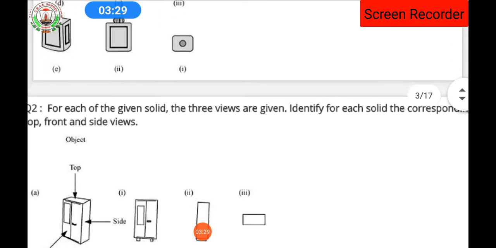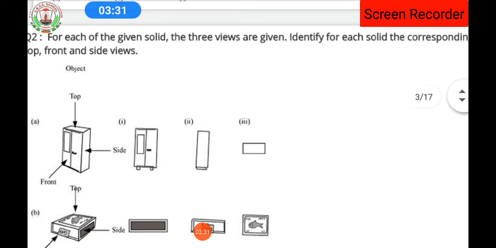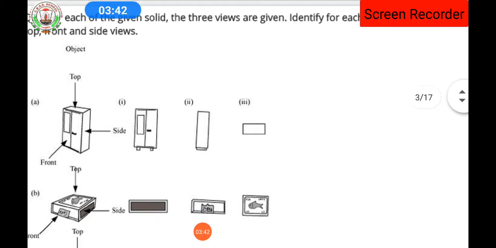Now moving toward question number 2. For each of the given solids, three views are given. Identify for each solid the corresponding top, front and side view. So dear student, this question you have to do in the book itself. In question number 1, an almirah is given. In that almirah you have to match which one is the side view, which one is the front view and which one is the top view.